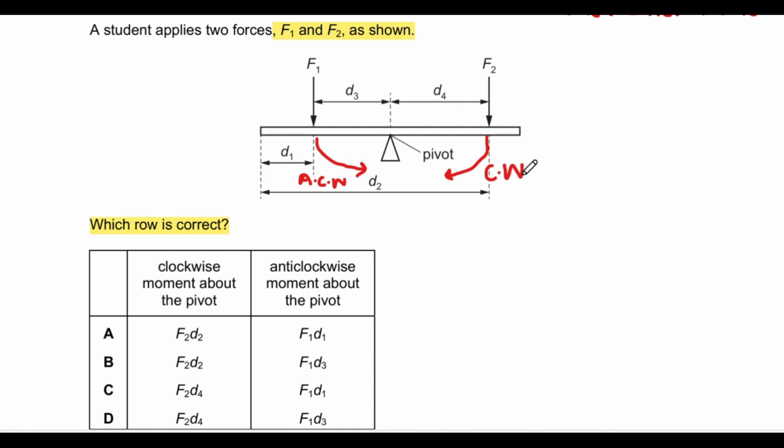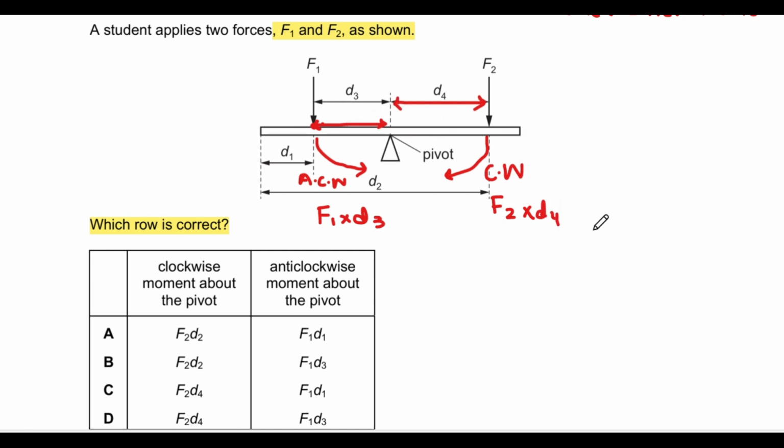Now we will calculate the moment of each. Moment is force multiplied by the perpendicular distance of the force from the pivot. So the perpendicular distance of this F1 from this pivot is D3. That means the moment is F1 times D3. Now for the other force, the force is F2 and the perpendicular distance from the pivot is D4. So the moment would be F2 times D4.